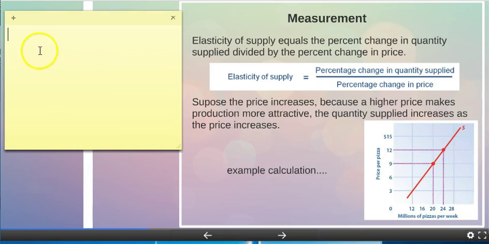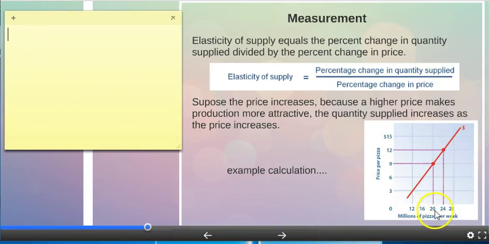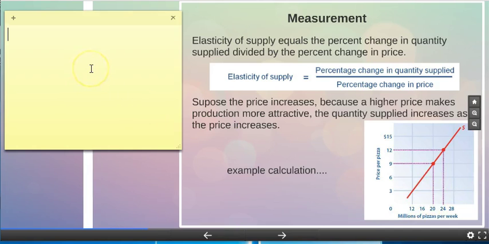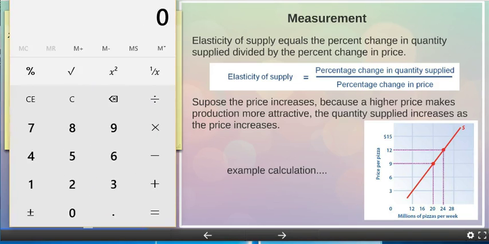Percent change in quantity supplied. So the quantity supplied changes from 20 to 24 million pizzas per week. To do the percent change in quantity supplied, you find the difference between those numbers, which is 4, divided by the first number. So we had 4 divided by 20, which is 0.2, times 100, so 20%.